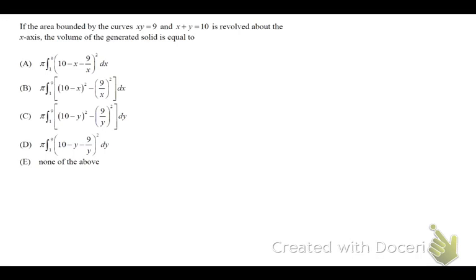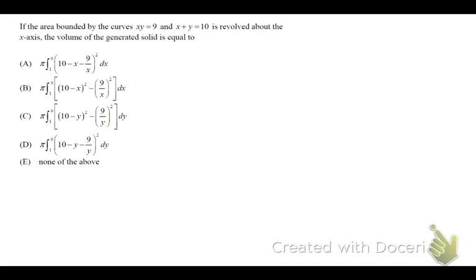The first question says, if the area bounded by the curves xy equals 9 and x plus y equals 10 is revolved around the x-axis, the volume of the generated solid is equal to, and then it gives us 5 answer choices. So let's talk through the problem just a little bit first, then I'll give you a minute to solve it on your own, and then I will continue to solve the problem together with you.